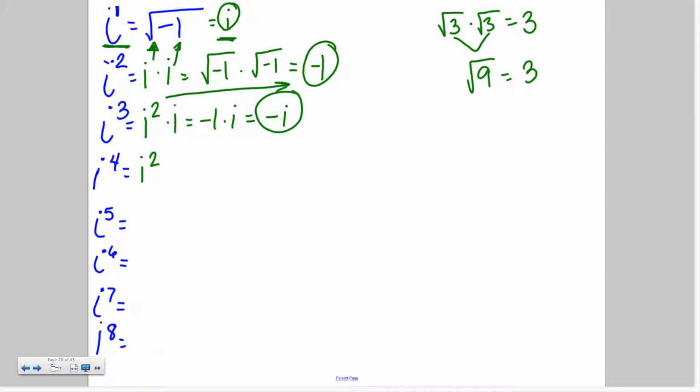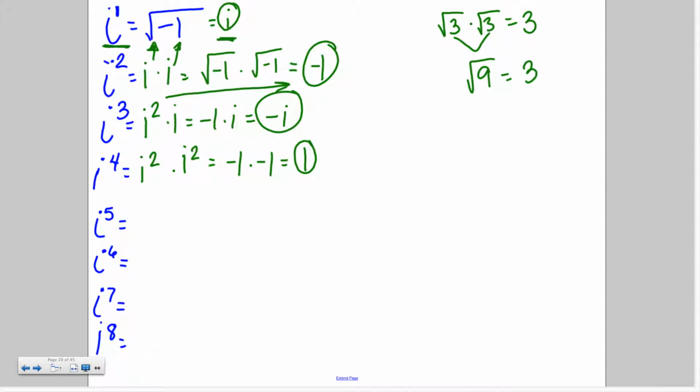I squared times I squared. Well, we know I squared is -1. So -1 times -1. All right? A negative times a negative gives me a positive, and I end up with 1.